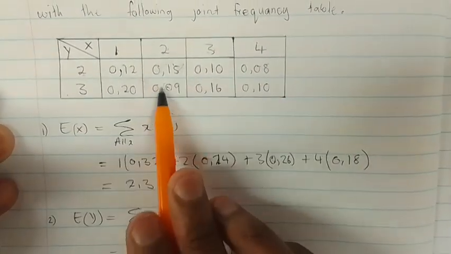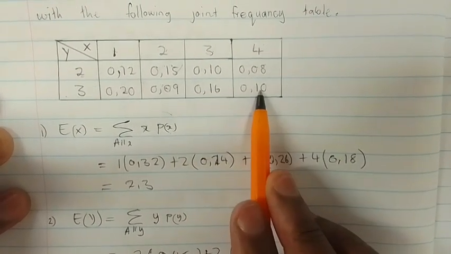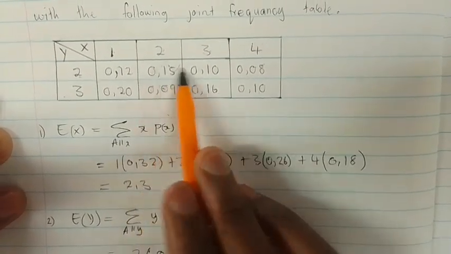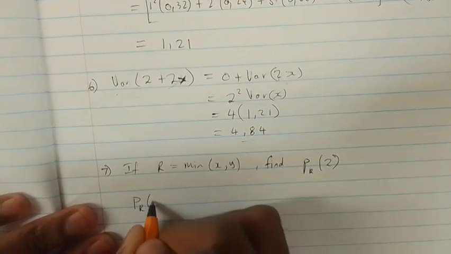So we take these ones, and then let's see here. Here we have 3 and 3. 2 is not there. 4 and 3. 2 is not there. So you just take these ones and add all of them. You will get the probability that the minimum is 2.